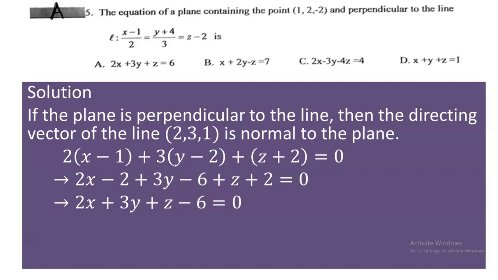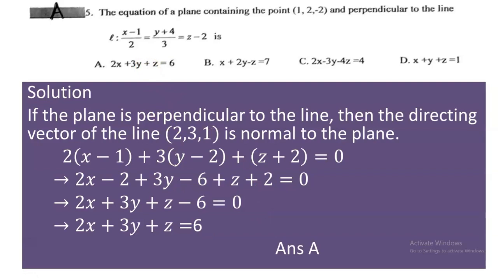And I hope this is available in the given multiple choice item. This is minus 2 minus 6, minus 8, minus 8 plus 2 is minus 6. So, moving this minus 6 to the right, you could have 2x plus 3y plus z is equal to 6. And this is available here in A, so the answer for this is going to be A.